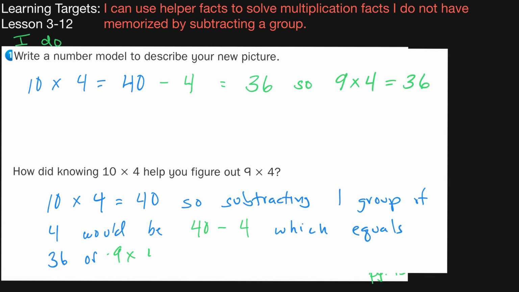or 9 times 4. So this strategy is very similar to the one we did yesterday. The only thing that's different is we're going one factor above. We used 10 times 4 to help us do 9 times 4, because we can count by our tens easily. Again, when we're subtracting a group, we only use numbers that we know we can do quickly, and that's the purpose of using a helper fact. So let's continue on taking a look at some more examples.